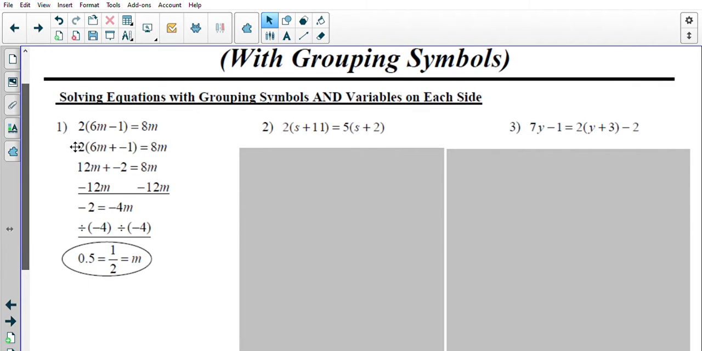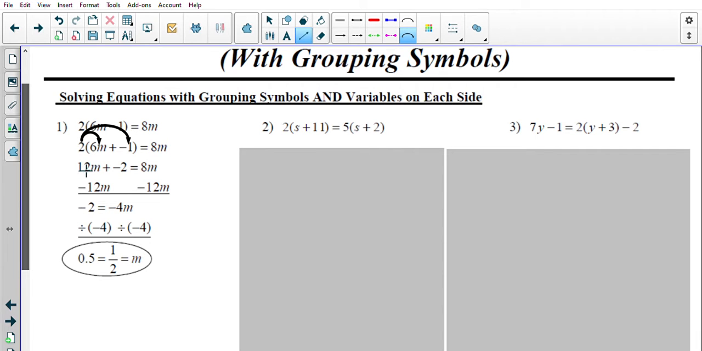So in number 1, we have 2 and then in parentheses 6m minus 1 equals 8m. The first thing I did, which you can do either as your first step or after you use the distributive property, was add the opposite where we have subtracting 1. So I rewrote that as plus a negative 1. Then I used the distributive property to get rid of those grouping symbols. So I'm going to take 2 times 6m, which is 12m, and 2 times negative 1, which is negative 2.